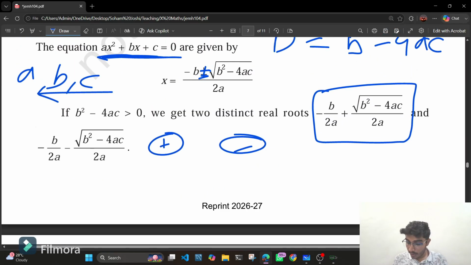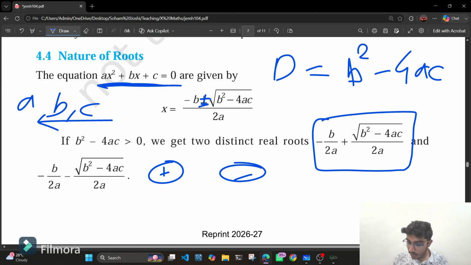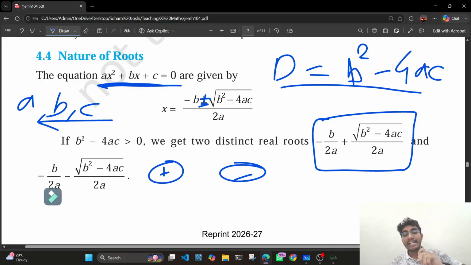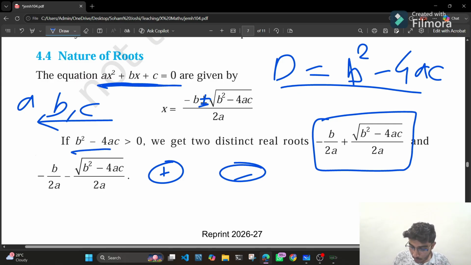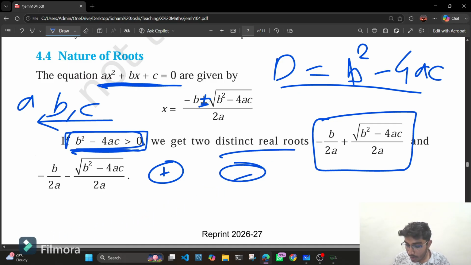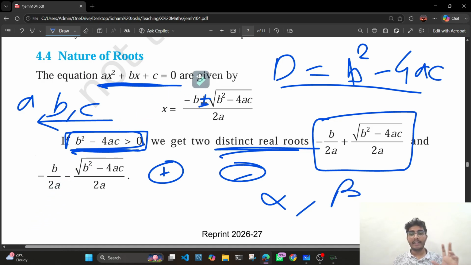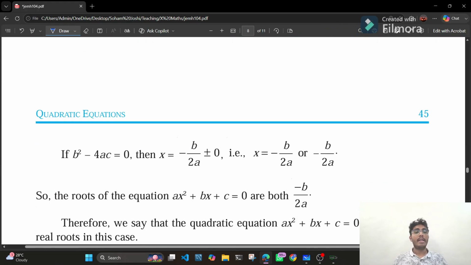Okay, so what is the nature of the roots? Firstly, we'll find the discriminant, that is b square minus 4ac. Before finding the roots, we can identify what type of roots we are going to get, using the discriminant. b square minus 4ac is the discriminant. If the discriminant is greater than 0, then we'll get two distinct real roots. Two values of roots we'll get, they will not be equal, and they will be real. So let's say alpha and beta we'll get if b square minus 4ac is greater than 0. That is, this part under the root is greater than 0, then we'll get two distinct real roots. Cool?